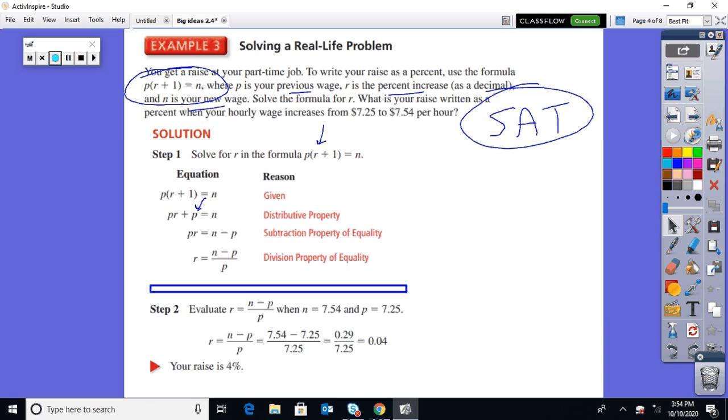All right, so if you wanted to know what your raise was, you could just plug the numbers in that they give you. You go from $7.25 an hour to $7.54 an hour. There, you'd have a 4% raise. So again, this is mainly about starting with this formula and rewriting it to solve for a different variable.